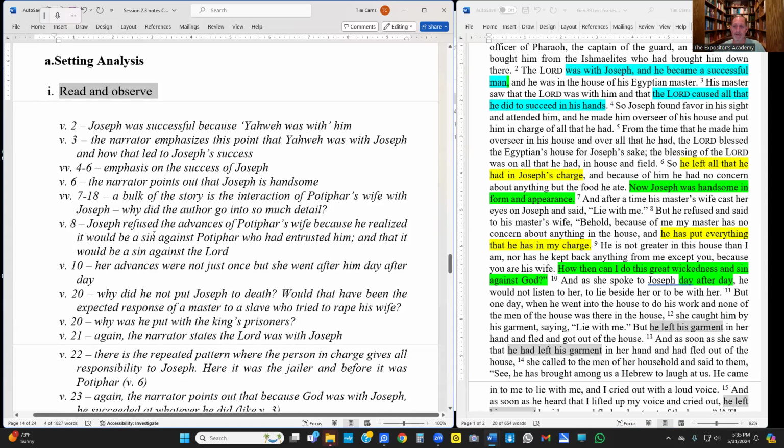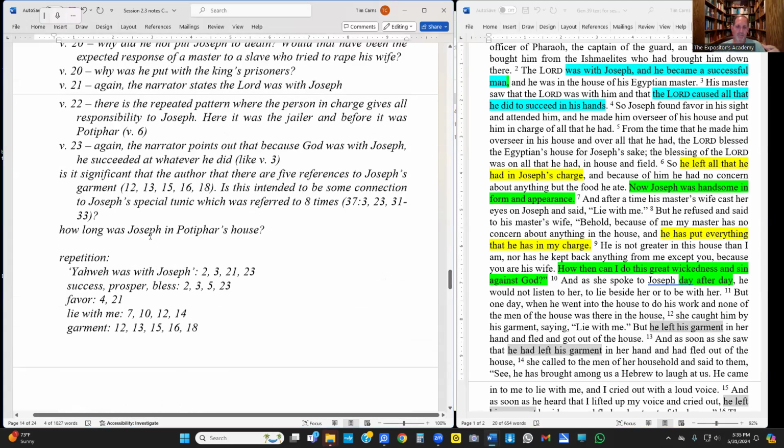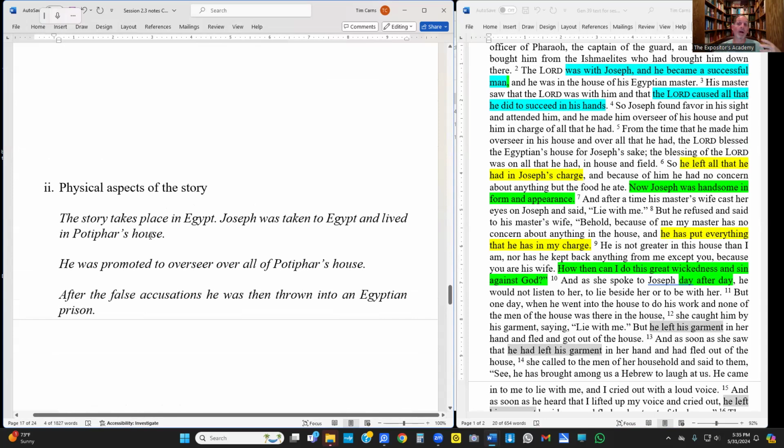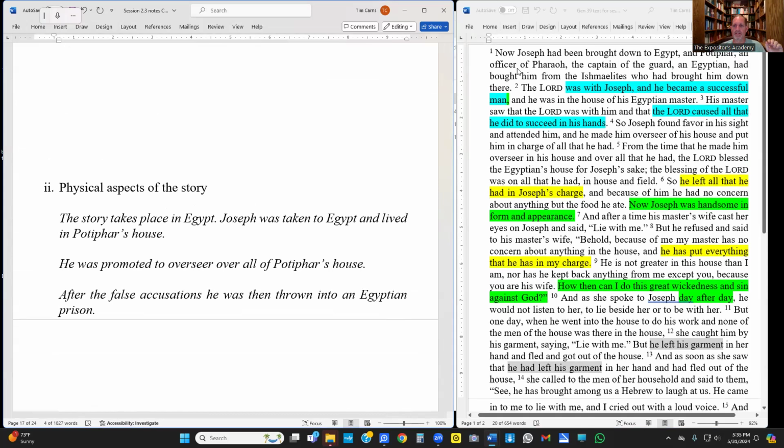Okay, now that we've done that, we've gotten familiar with the story, then the next step in the setting analysis is to identify the physical aspects of the story. Where did the story take place? Well, it takes place in Egypt, right? Joseph had been brought down to Egypt. All right, and specifically, he lived in Potiphar's house. Potiphar bought him from the Ishmaelites. And then he was in the house of his Egyptian master.